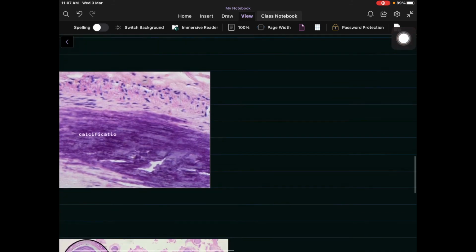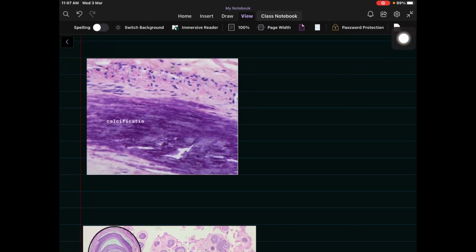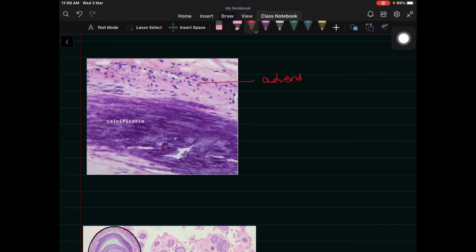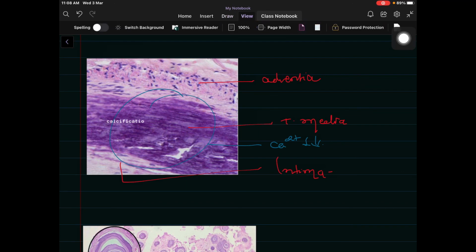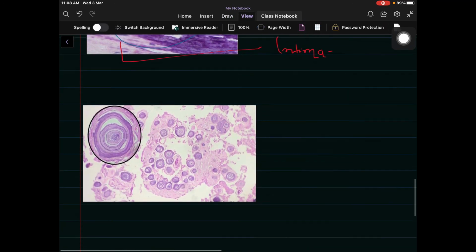So after the dystrophic and the metastatic calcification, let's move on to the Monckeberg sclerosis. As we discussed, in Monckeberg sclerosis the calcium deposition occurs in the tunica media of the blood vessel. So here we can see it is the adventitia layer of the blood vessel, this is the tunica media and this is the intima. So here we can see the calcium deposition. The calcium deposition in the tunica media can lead to Monckeberg sclerosis.